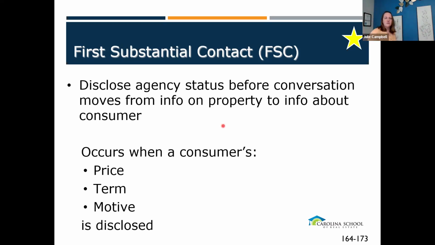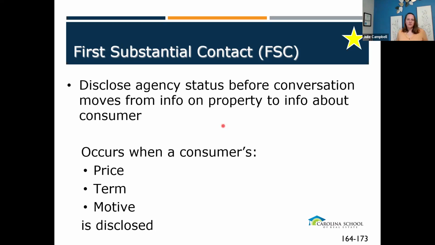Price, term, and motive. If the seller starts sharing what they want to sell for, what they want to net, if the buyer starts sharing how low or how high, I should say, they're willing to go. What's their terms? Do they have a certain day that they have to close by? Do they have a time frame? And then their motive for selling, their motive for buying.